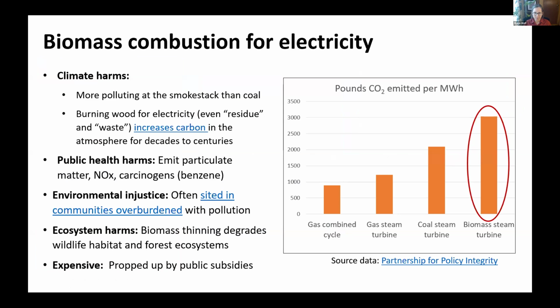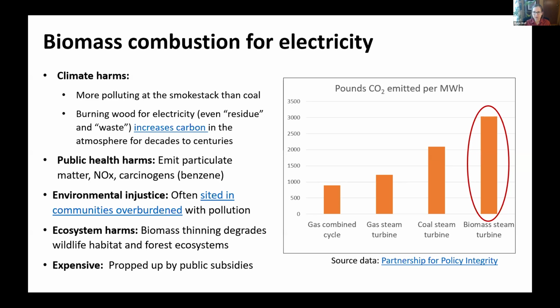And we know biomass combustion has so many harms. We know that burning wood for electricity is more polluting at the smokestack than coal, and that's what this figure is showing, and that it increases carbon in the atmosphere for decades and centuries, even if you're burning wood residues or waste. There's lots of public health harms. There's lots of nasty stuff coming out: particulate matter, NOx, and carcinogens.